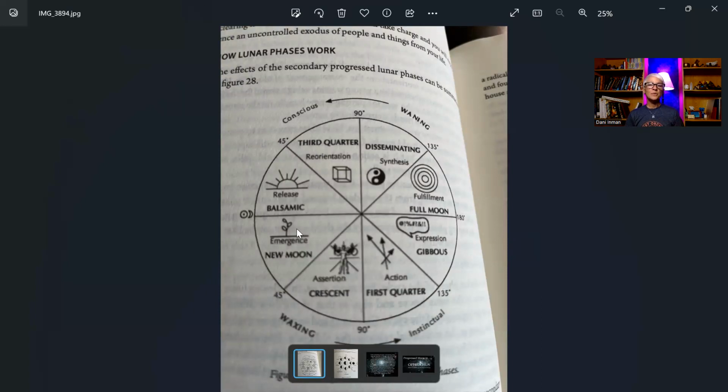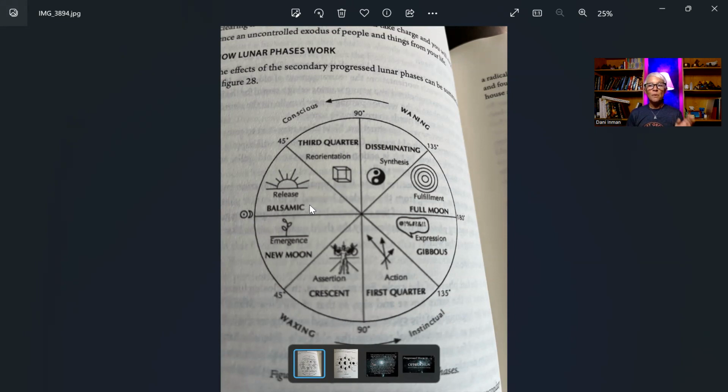So right here, you have your new moon, which is emergence. And notice how it's put on a wheel here for you. So you've got sun, moon, conjunct, new moon, emergence, crescent moon, assertion, first quarter, action, gibbous moon, expression, full moon, fulfillment, disseminating moon, synthesis, third quarter moon, reorientation, balsamic moon, release. Okay. So that's what you're working with on a progressed moon cycle in your life.